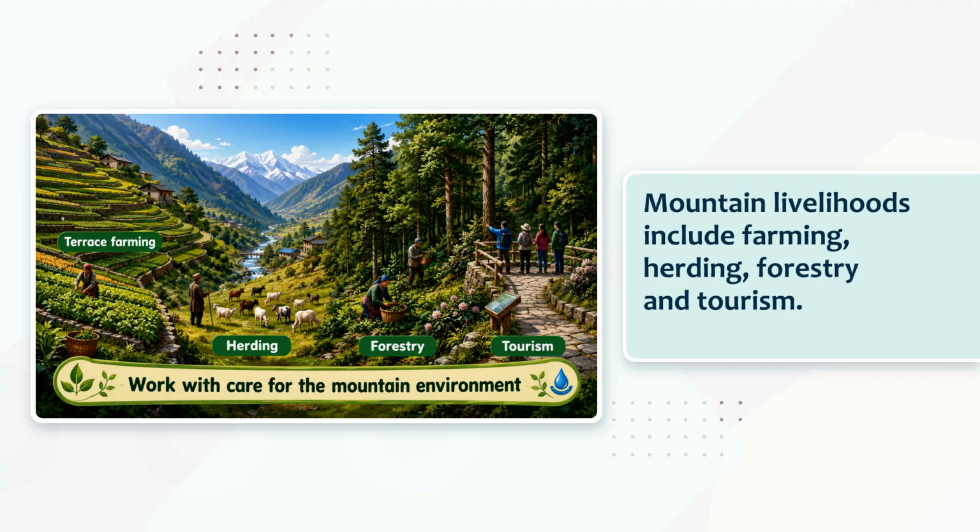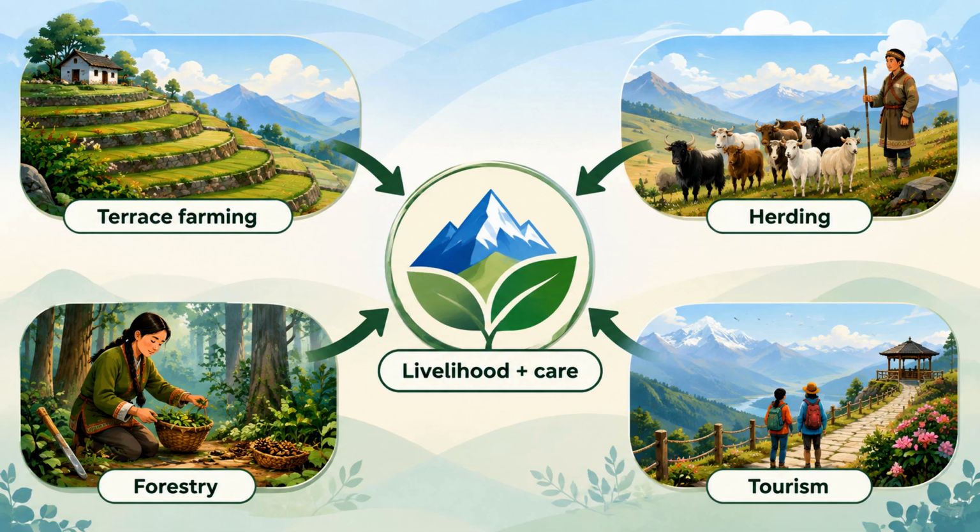Mountain livelihoods include farming, herding, forestry, and tourism. Terrace farming is the stepped field example in the image. People adapt work to different parts of mountain terrain rather than avoiding mountains completely. Terrace farming, herding, forestry, and tourism can support livelihoods, and responsible use helps protect the environment they depend on.